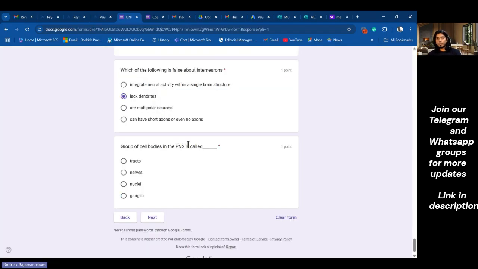So a group of cell bodies in the PNS would be ganglia. One misnomer here is basal ganglia, which is predominantly cells within the central nervous system, but it is still called basal ganglia. So that is a misnomer. It doesn't mean basal ganglia is in the peripheral nervous system, it's still only in the central nervous system.